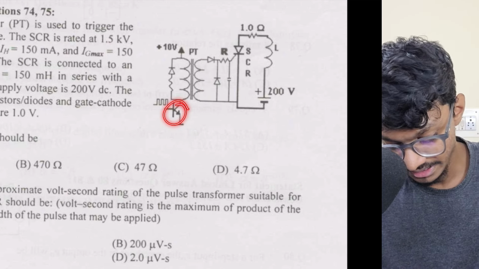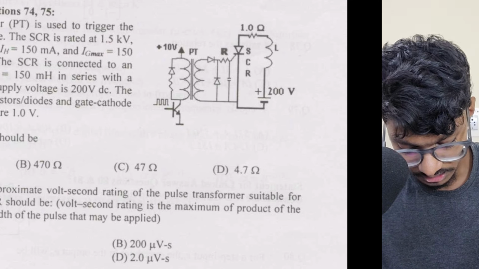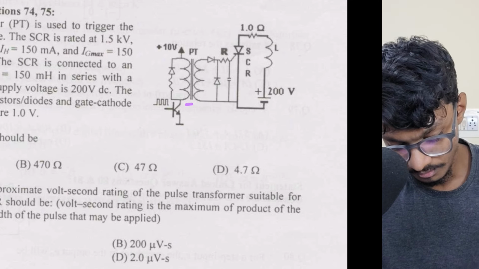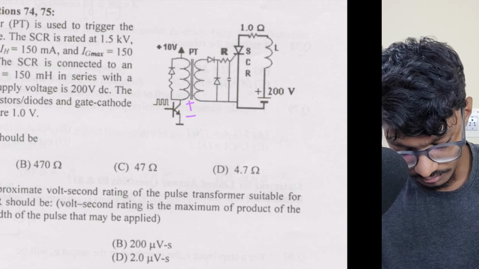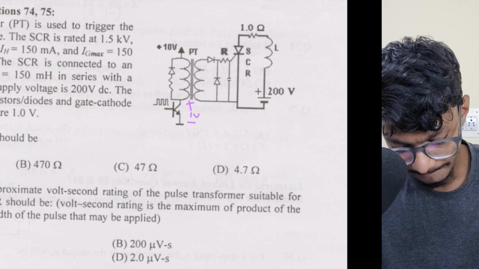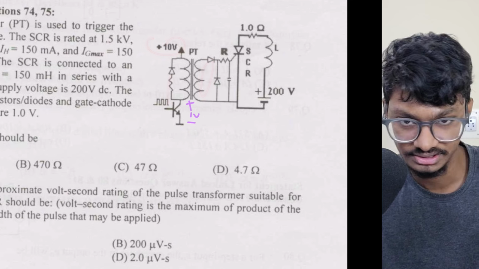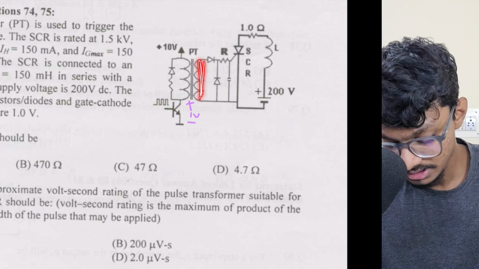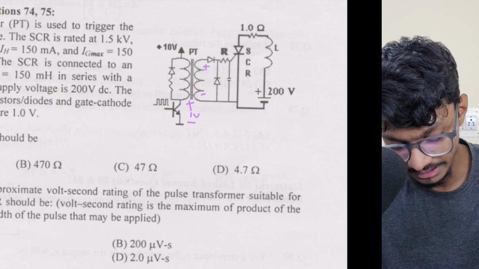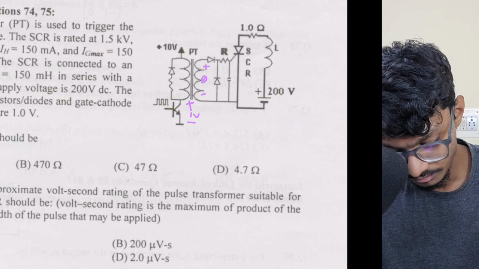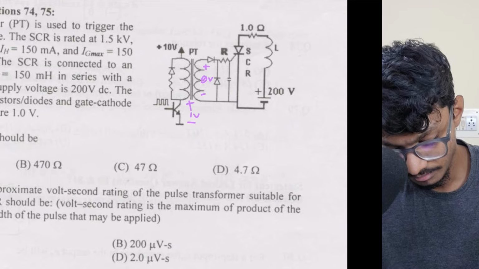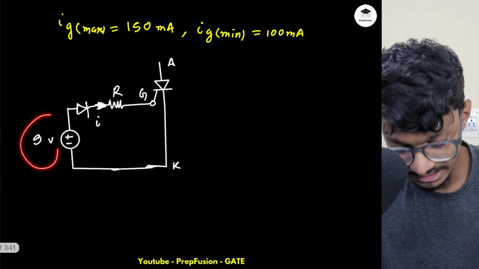So what is the maximum voltage that I can get here? This transistor has 1 volt of drop. So on this side, overall, it is 10 volts, and at the secondary of this transformer, I will receive 9 volts. So, okay, just hold on. That is exactly what is written over here.